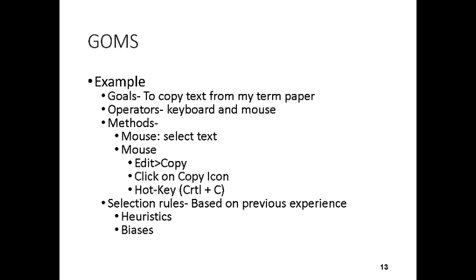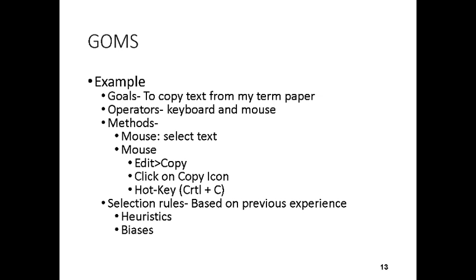Let's go through an example. So goals. Our goal is to copy text from my term paper. The operator is the keyboard and the mouse. The method might be to use a mouse to select the text, and then select one of the following methods. You go to the menu, do edit copy, click on the copy icon, or you do the hotkey Control C. Now your method might be different from the next person's, but that doesn't mean that you're right and they're wrong. They're just simply different ways of achieving the same goal.